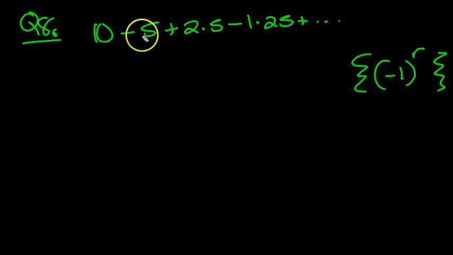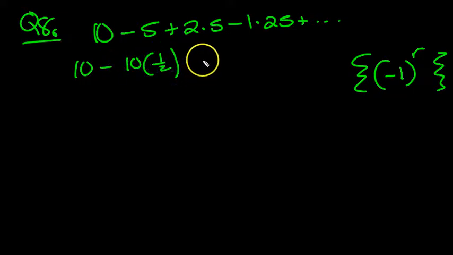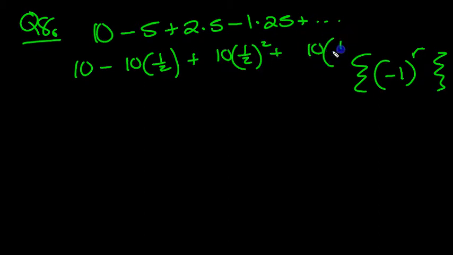Half of 10 is 5. Half of 5 is 2.5. So you're timesing each subsequent term by a half from the preceding, aren't you? So the first one is 10, that's okay. And then minus 10, and you times it by a half to get the 5, didn't you? And then it was 10 times a half squared, times by half again. That gave you the 2.5.